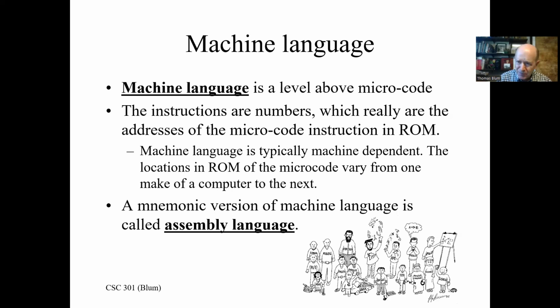So we have the assembly, it gets assembled and put into the machine language. So the actions, the opcodes in the machine language are numbers, and those numbers could sort of serve as an address of where in ROM is the microcode for that instruction.